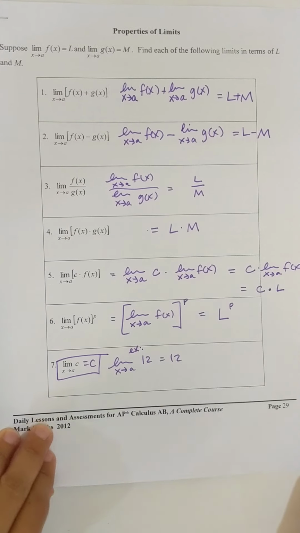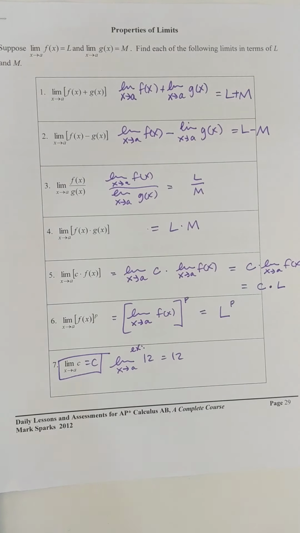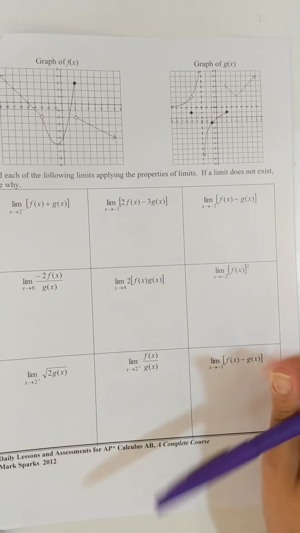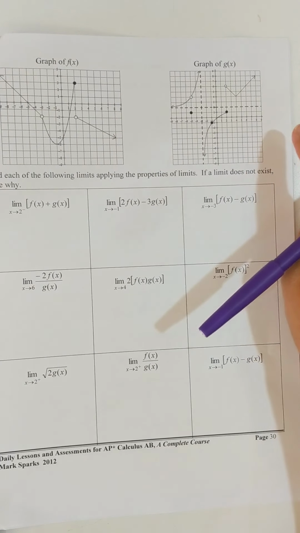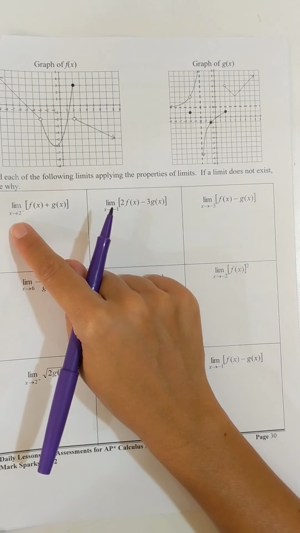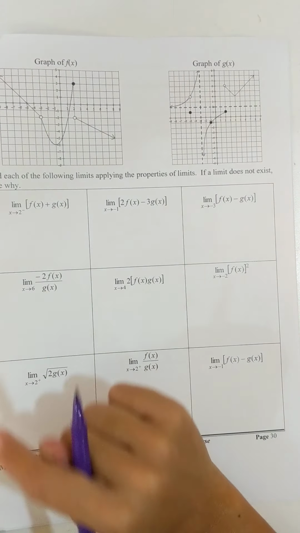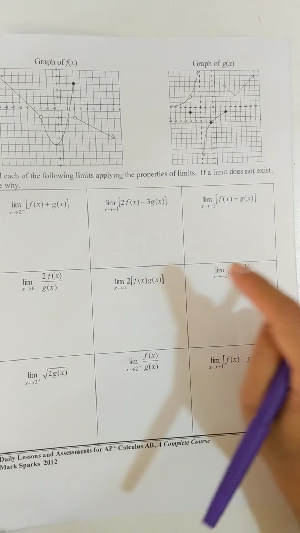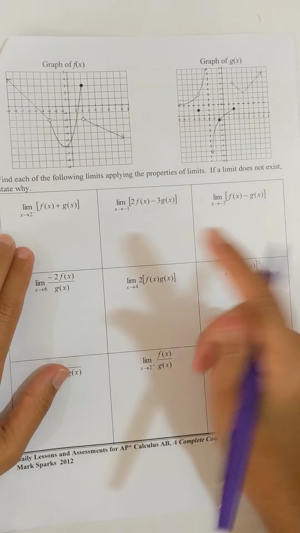Okay, so we're going to use these to solve some problems. Flip to my next page. All right, so here we've got a graph of f of x, here we've got a graph of g of x. Find each of the following limits applying the properties of limits. If the limit does not exist, we're going to say why. Okay, so we have the limit of f of x as x approaches 2 from the left plus the limit of g of x, same thing, x approaches 2 from the left. So we're going to split this up.